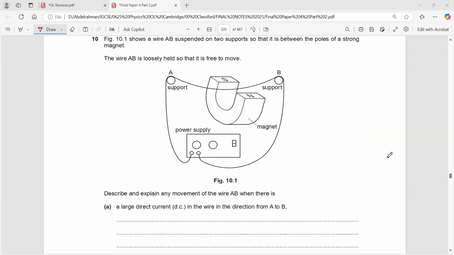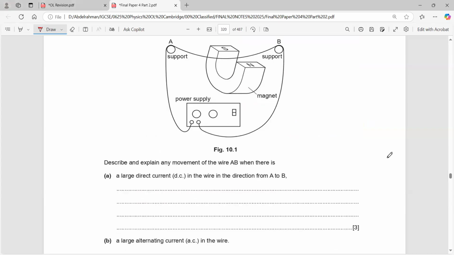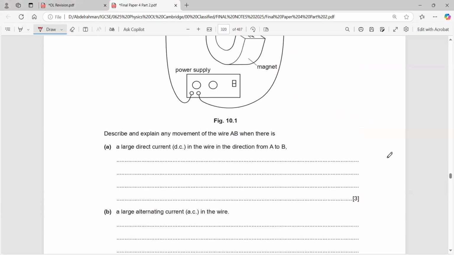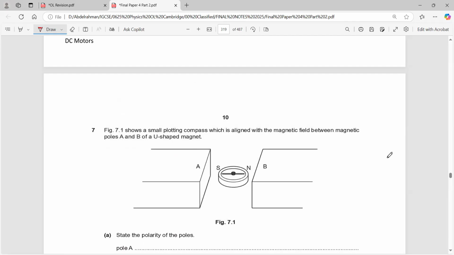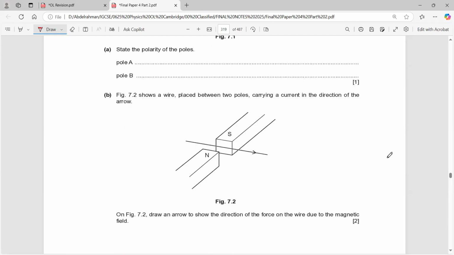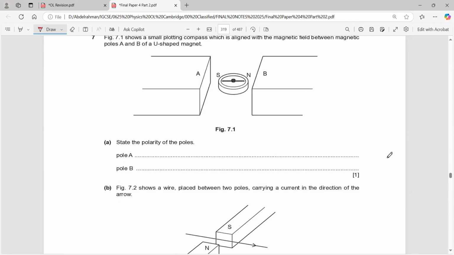Question 10. This would be the last question for today. Describe and explain the movement of wire AB when there is a large current from A to B. As the current moves from A to B in this. Actually, let's ignore this question for now. I need to solve another, more important question.